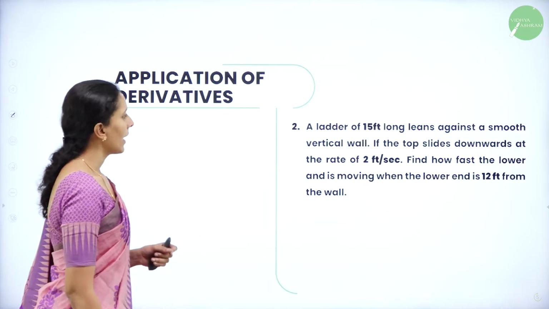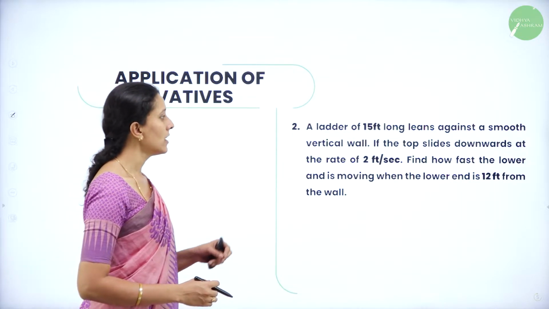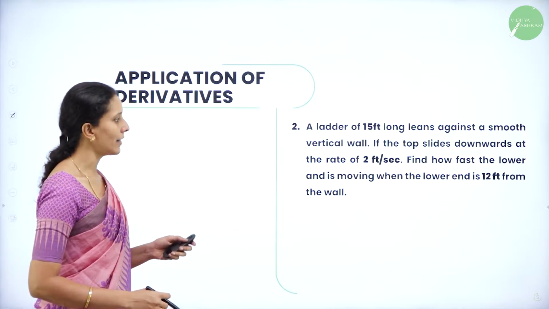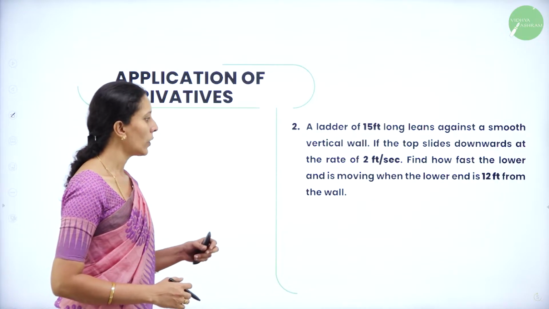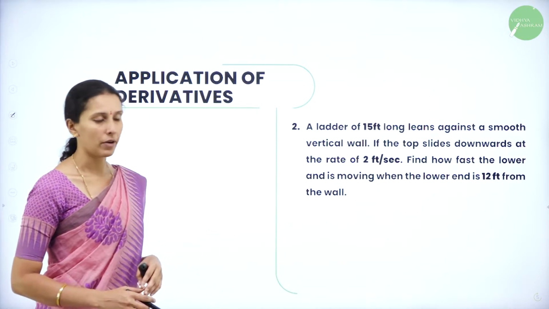Next question. A ladder of 15 feet long leans against a smooth vertical wall. If the top slides downwards at the rate of 2 feet per second, find how fast the lower end is moving when the lower end is 12 feet away from the wall.